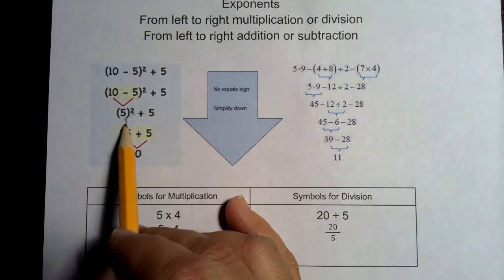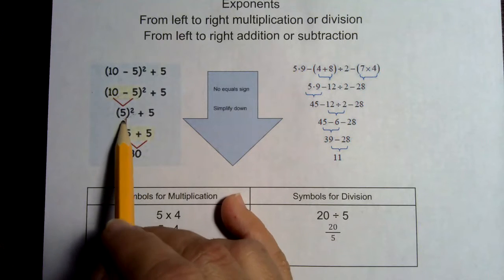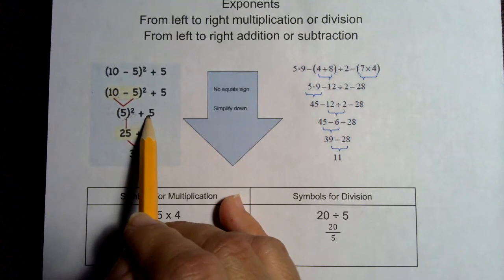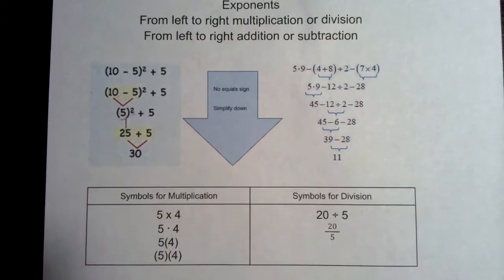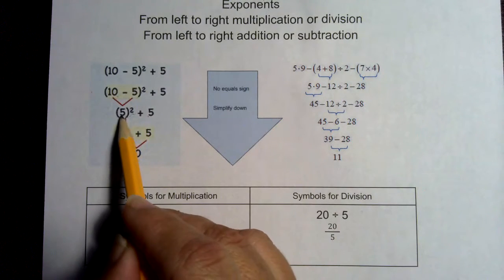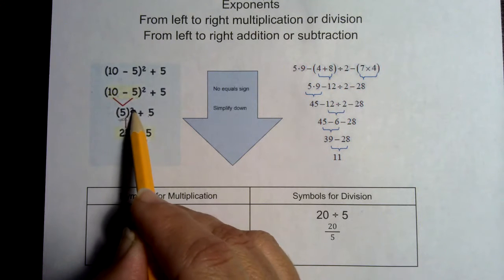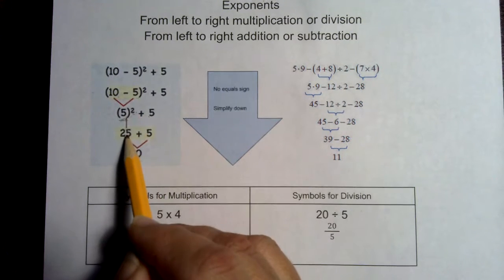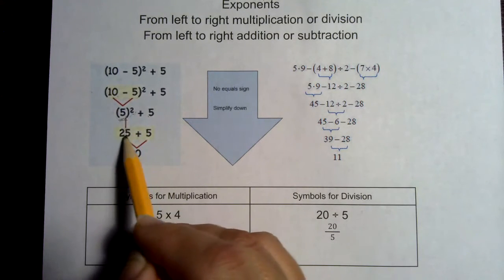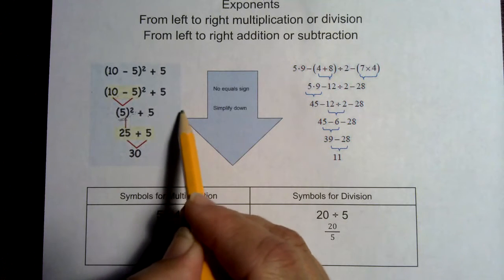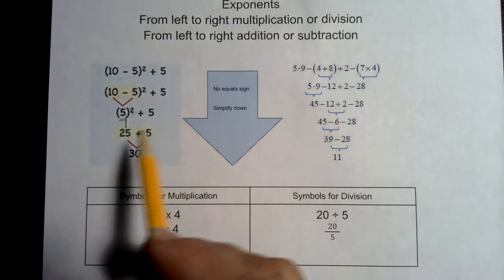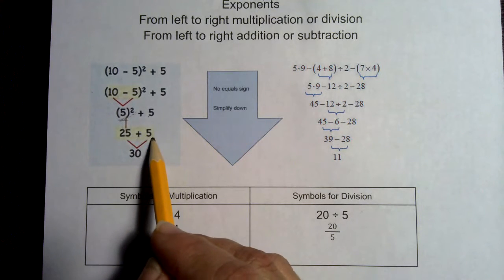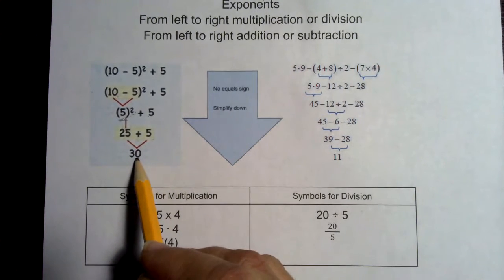So now I have a whole new problem. Each line is a whole new problem. I have 5 squared plus 5. My parentheses is simplified, so now I go on to the next. I do exponents. So now I'm going to simplify 5 to the second power, which is 25. Notice I'm not putting my equal sign. I'm not writing over here equals 25. I'm moving right down and I'm saying I simplified that. So now what's left is 25 plus 5, which is 30.